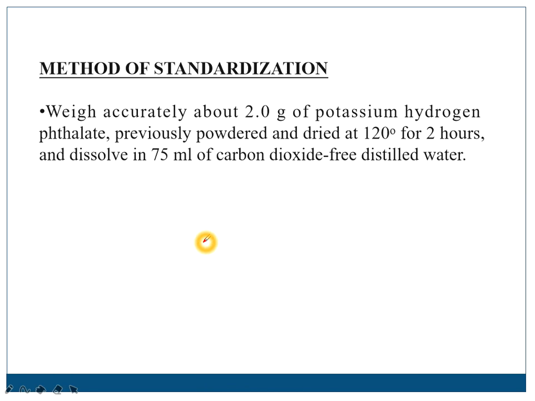Next is the standardization procedure. In the principle part, we have already discussed that sodium hydroxide cannot be used as a primary standard. So it can be standardized by using a primary standard, that is potassium hydrogen phthalate. So we have to take 2 gram of potassium hydrogen phthalate, which was previously powdered and dried at 120 degrees for 2 hours. And this 2 gram has to be dissolved in 75 ml of carbon dioxide free distilled water.